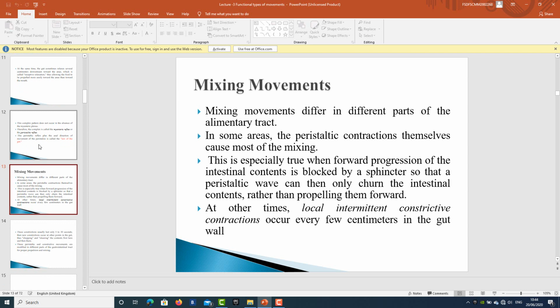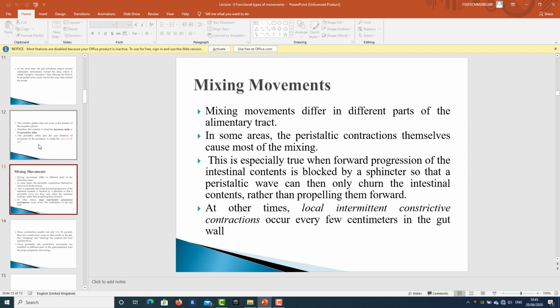Now, mixing movements. The second type of the gut movements, we should be knowing about it. Mixing movements differ in different parts of the alimentary tract. In some areas, the peristaltic contractions themselves cause most of the mixing. This is especially true when forward progression of the intestinal contents is blocked by a sphincter, so that a peristaltic wave can then only mix the intestinal contents rather than propelling them forward.